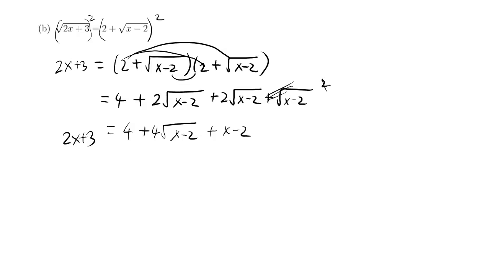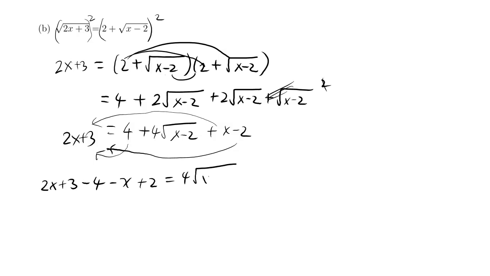But before that, you want to isolate this square root so we can square to get rid of it. So let's move the 4 to this side, also move the x to this side, also move the negative 2 to that side. Remember, whenever you move a term, the sign becomes the opposite. So instead of positive 4, it becomes negative 4. Instead of positive x, that's minus x. Instead of negative 2, it's plus 2. 2x minus x, that's just x. 3 minus 4 is negative 1. Negative 1 plus 2 is positive 1. Equals 4 times the square root of x minus 2.